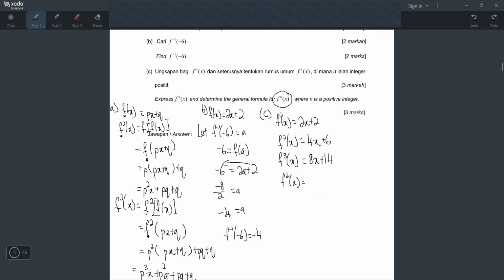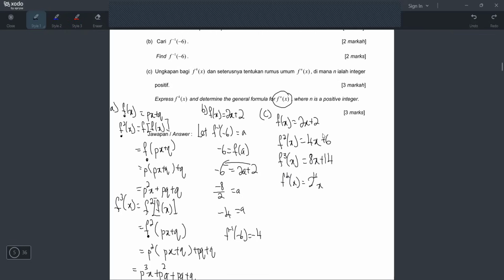So if this is power 1, then this will be 2 power 1. If this is f power 2, the number here will be 2 power 2. If the number here is 3, then this will be 2 power 3, which is 8. So if the number here is 4, this will be 2 power 4. So this must be 2 power 4x, right?